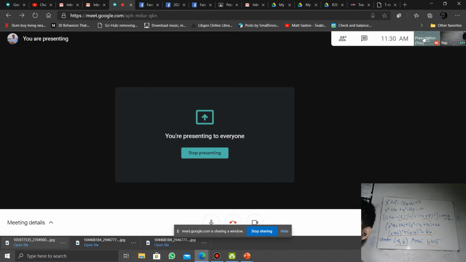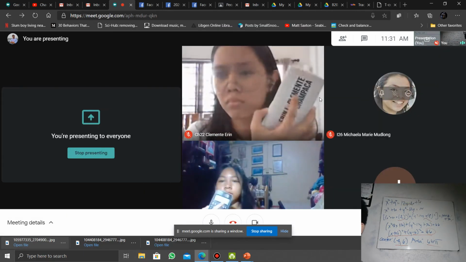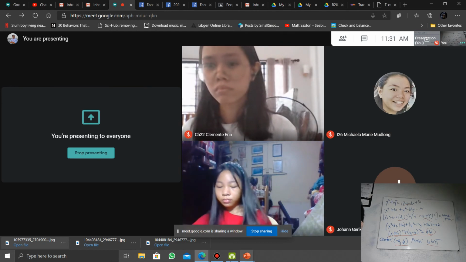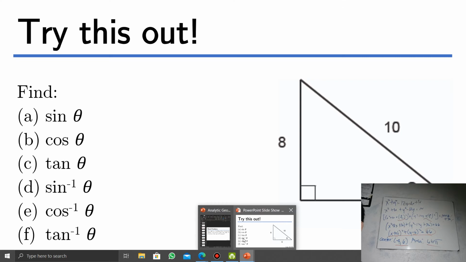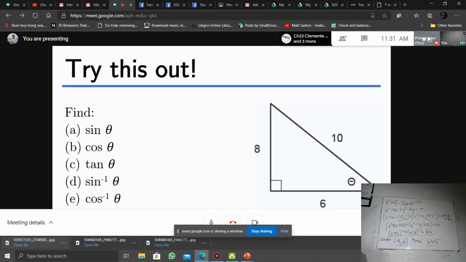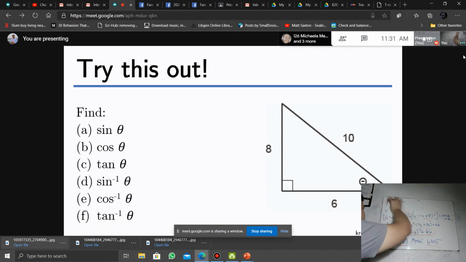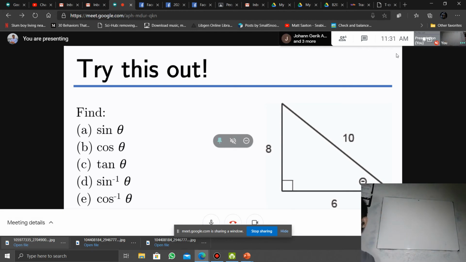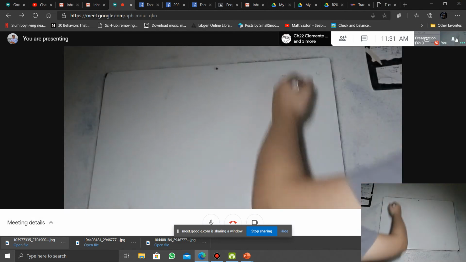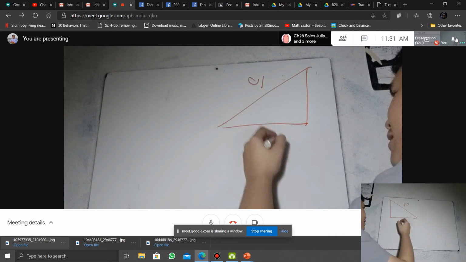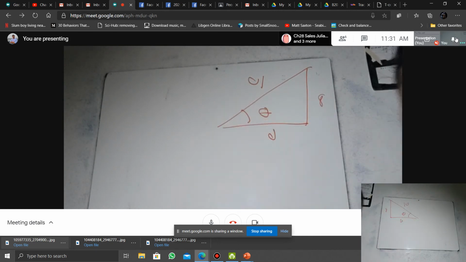Meron kayo cycle, guys? Okay, meron. Okay, good job. Okay. Sige, let's see, sin theta. So, sige. Actually, dahil given naman natin sides, hindi naman kailangan. Pero sige, let's just use the calculator for sake of demonstration, no? Dito lang yung part sa math na pwede kayong gumamit ng calculator. Okay. So, sige, let's see. I'll draw the triangle here. 10, 6, 8, theta.